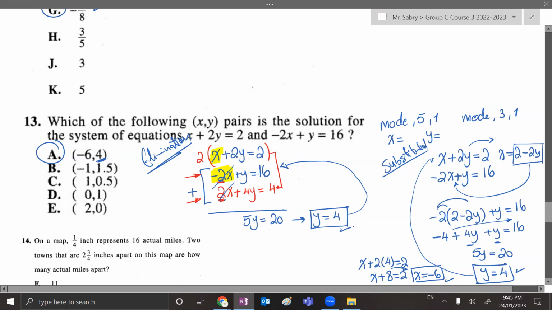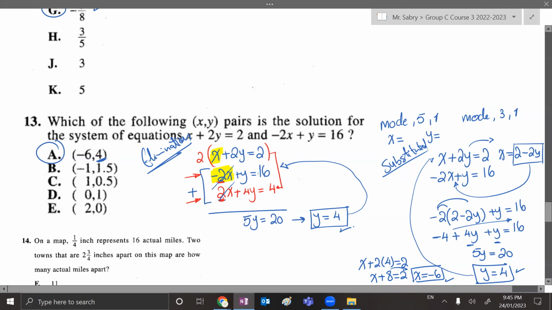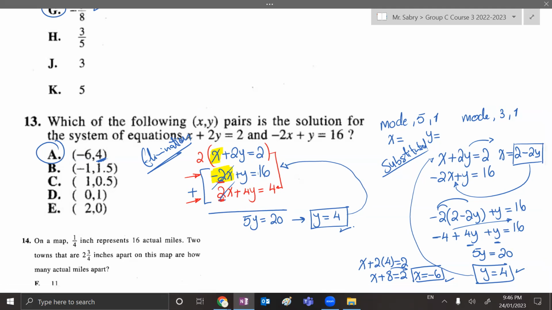So you start thinking, when would the negative 2x and the 2x eliminate each other? If they got added or if they got subtracted? That's the question. So if they have different signs, this means if they're added, they're going to be eliminated. If they have the same signs, this means we have to subtract them in order to get eliminated. Does this make sense?